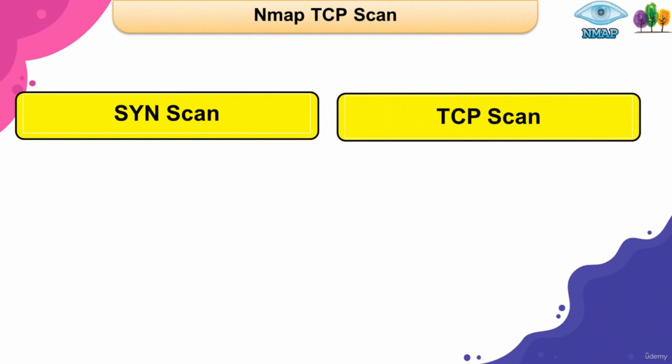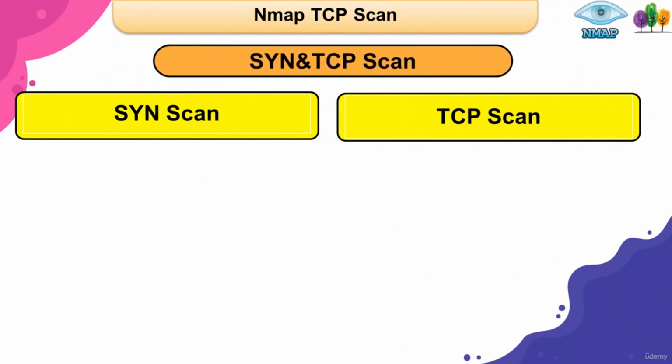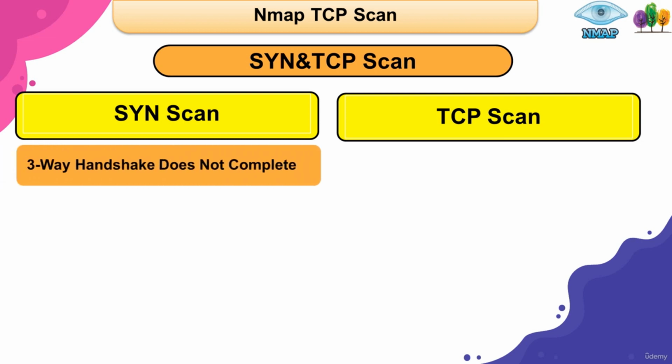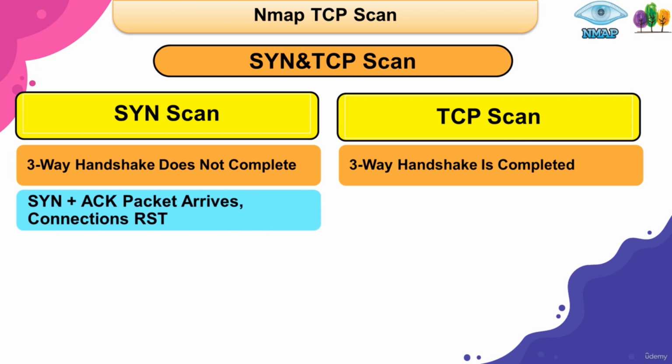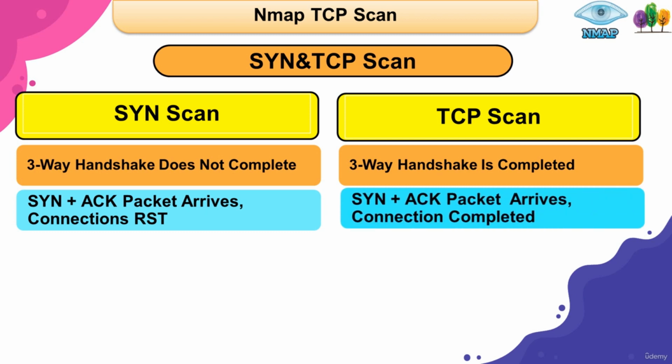TCP and SYN scan difference. So, what are the differences between the SYN scan and the TCP scan? They're right here. In a SYN scan, the three-way handshake does not complete. In the TCP scan, the three-way handshake is complete. In the SYN scan, if the SYN ACK packet arrives, the connection is terminated with reset. And in a TCP scan, if the SYN ACK packet arrives, the connection is completed with the ACK packet.